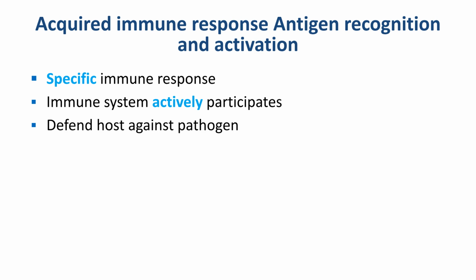The key distinguishing features of acquired immunity include specificity, recognizing and responding to specific antigens; diversity, capable of recognizing millions of different antigens through gene rearrangement; memory, maintaining long-lived cells that enable faster responses upon re-exposure; and self-limitation, responses that eventually contract once the pathogen is eliminated. This session will explore how these remarkable properties emerge from antigen recognition and cellular activation processes.